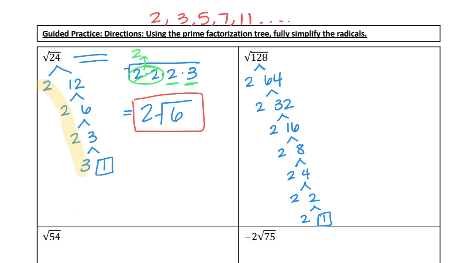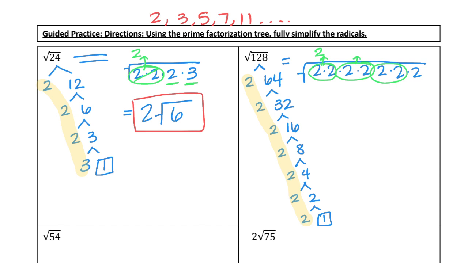So 128 can be rewritten as 2 times 2 times 2 times 2 times 2 times 2 times 2. So 7 2's multiplied together. I'm going to rewrite this as 2 times 2 times 2 times 2 times 2 times 2 times 2. Surely, because we have a bunch of 2's, we will have some pairs of 2's. So I have 1, 2, 3 pairs of 2's. And for each pair, one 2 goes out of the square root.